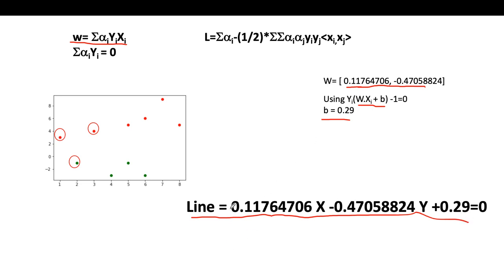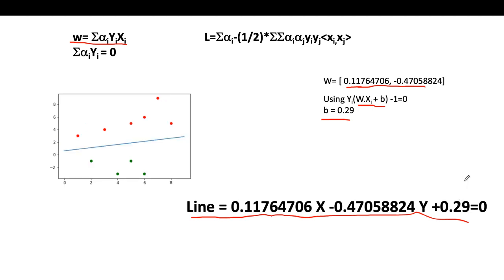This W, W0, W1 and B. If we plot the line, it appears like this, and we know what the margin is. The widest margin is 2 by norm of W. So if you calculate the norm of W and do 2 by norm of W, you get this value, which is the width between these two margins. You can see it's approximately 4.12. So this is how support vector machine works.